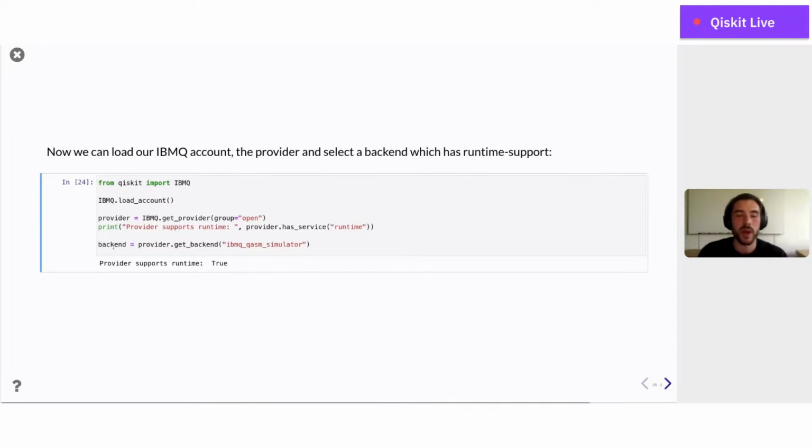And you then need to get a backend. And there are multiple backends available. And here, for the purposes of time, I'm again using a simulator backend, which is the IBM Q Custom Simulator, but that will be executed on the IBM server.